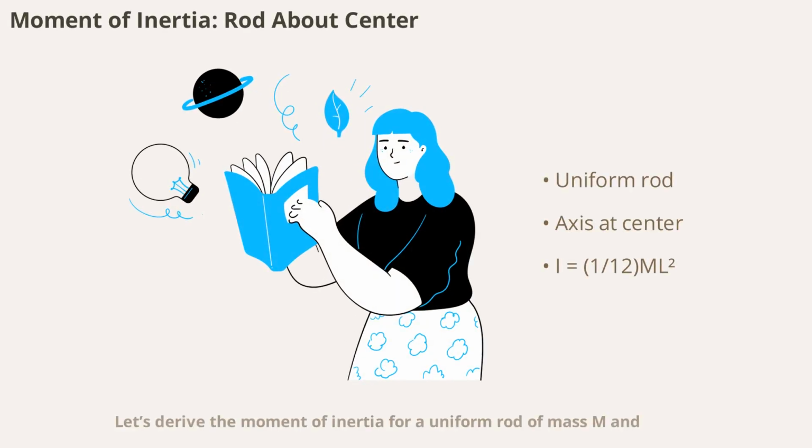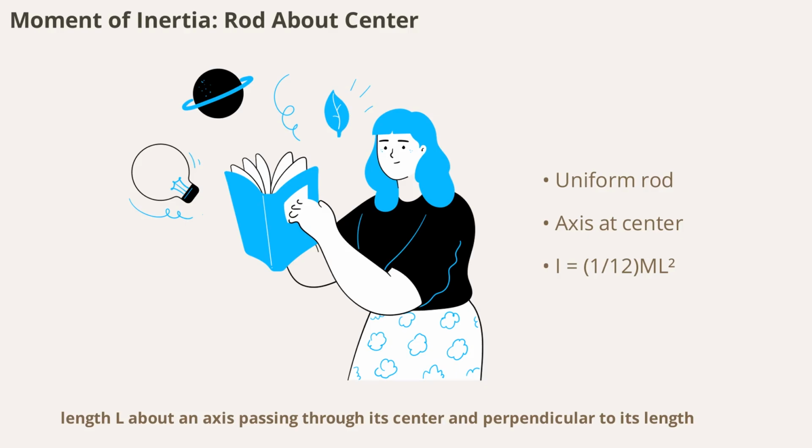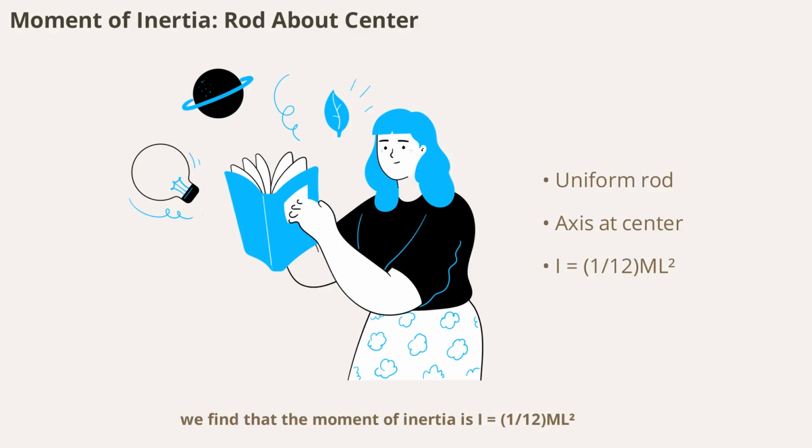Let's derive the moment of inertia for a uniform rod of mass m and length L about an axis passing through its center and perpendicular to its length. By integrating the mass elements along the rod, we find that the moment of inertia is I equals 1/12 m L squared.